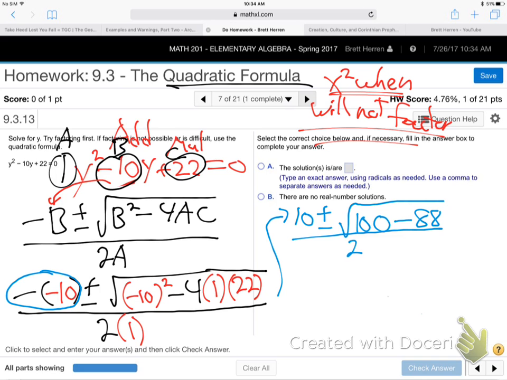By the way, notice my bar. All the way. The bar is not just under the root part. Everybody see that? That bar goes all the way. In other words, both things, both the 10 in the front and the root thing are over the denominator. It's one big bar, one huge fraction. Goes all the way across. So keep going. 10 plus or minus root of 12 over 2. 100 minus 88. We're almost there. What do you do with root of 12? Can we simplify root of 12?